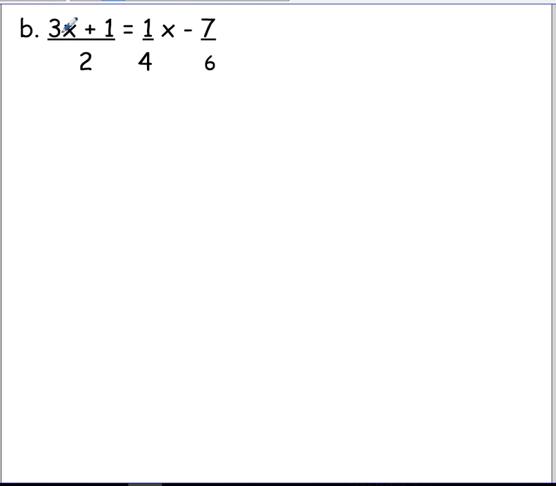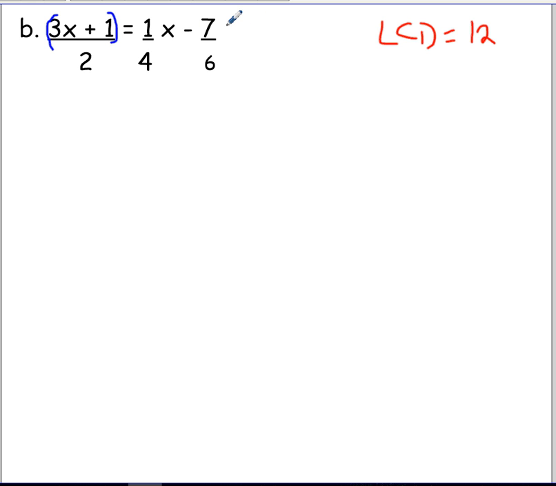For b, we have 3x plus 1 over 2 equals 1/4 x minus 7/6. So notice 3x plus 1 is all a numerator. I'm going to put those together with parentheses to remind myself that that's all together as one numerator. And then if we look at 2, 4, and 6, we have a common denominator of 12 again. So that means every piece, we have 1, 2, 3 terms get multiplied by 12.